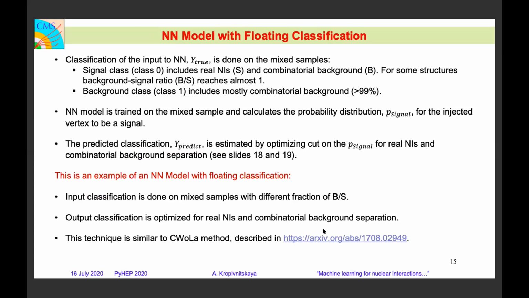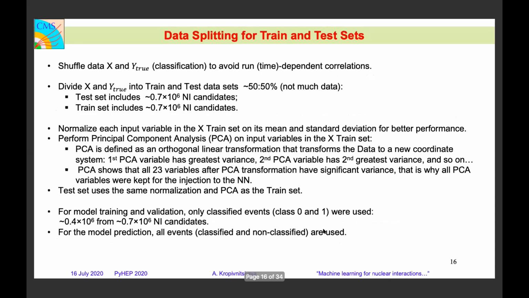This is an example of a neural network model with floating classification. So input classification is done on the mixed sample with different fractions of background to signal, and output classification is optimized for real nuclear interaction and combinatorial background separation. So the meaning of our classification is changing during training. This technique is very similar to the Koala method, which is described in this paper.